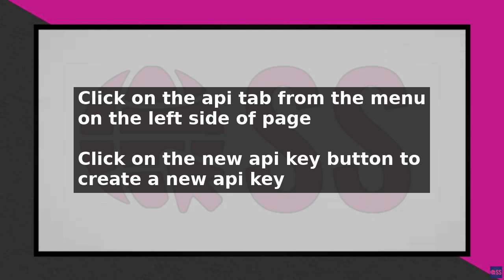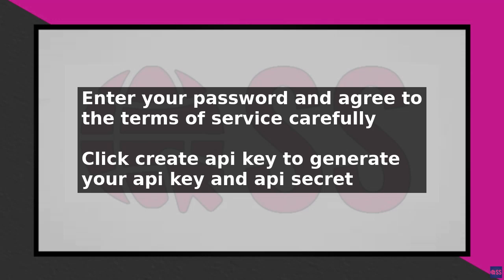You will then be asked to confirm your password and agree to the terms of service. Enter your password and check the box to agree to the terms of service. Then click Create API Key. You will then be shown your API key and API secret. The API key is used to identify your account, while the API secret is used to authenticate your requests.